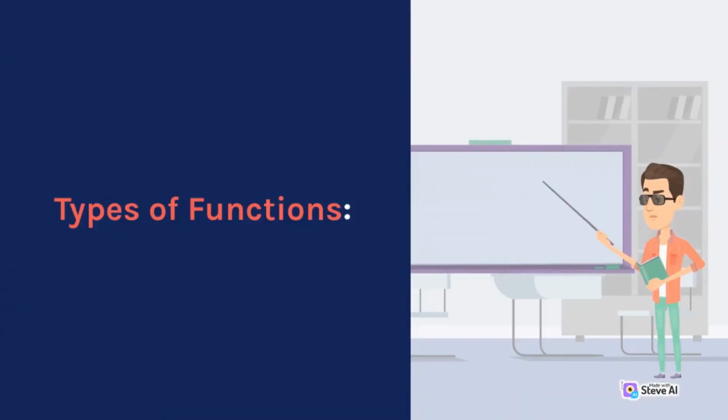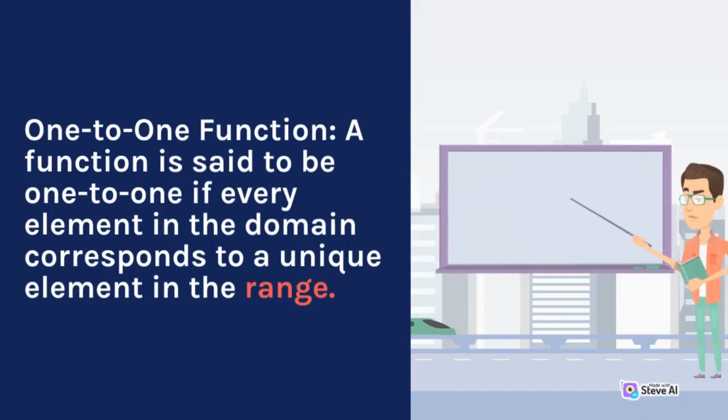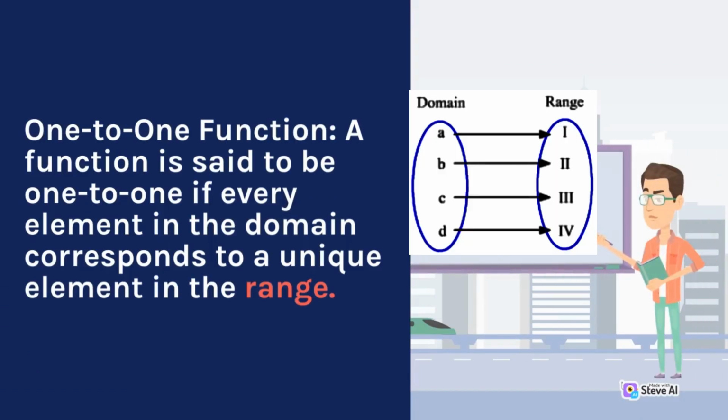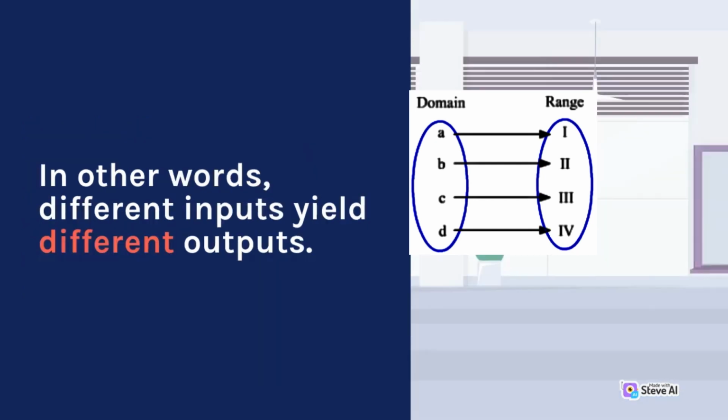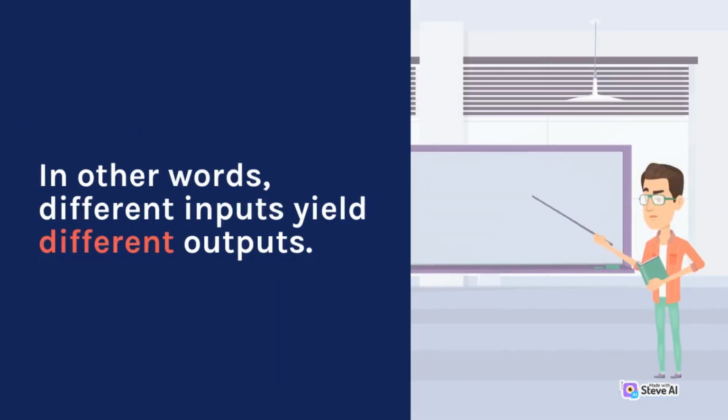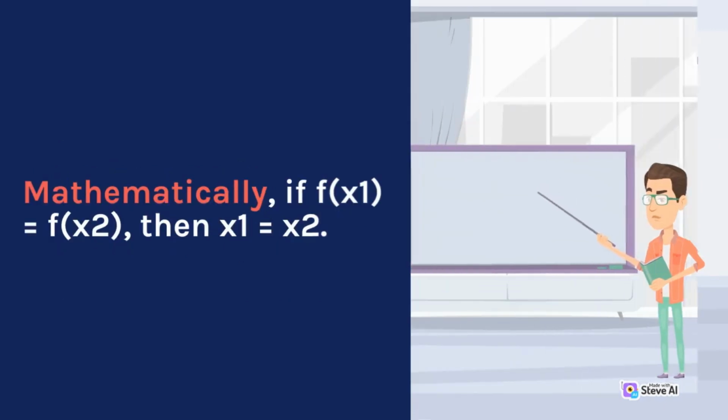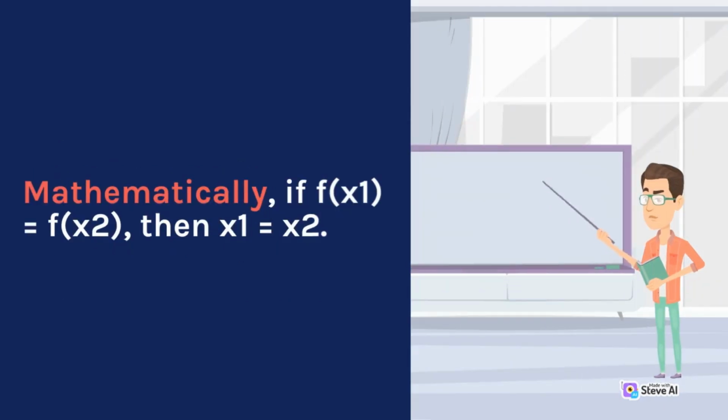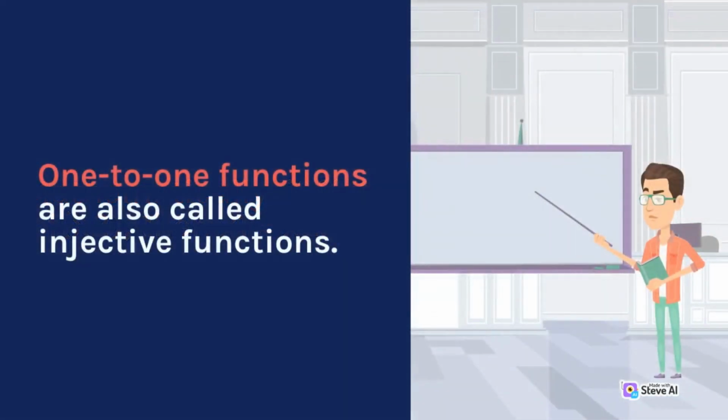Types of functions. One-to-one function. A function is said to be one-to-one if every element in the domain corresponds to a unique element in the range. In other words, different inputs yield different outputs. Mathematically, if f(x1) equals f(x2), then x1 equals x2. One-to-one functions are also called injective functions.